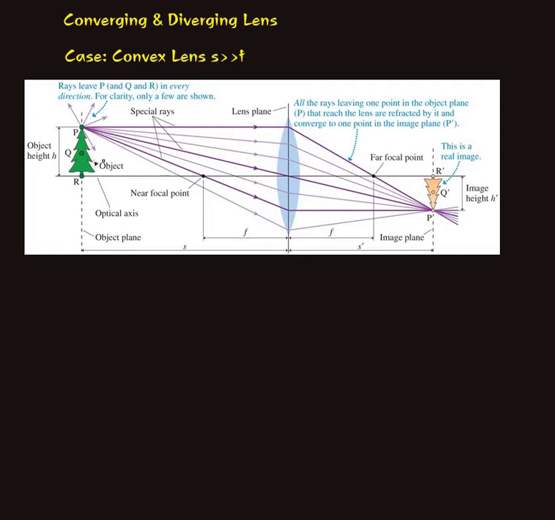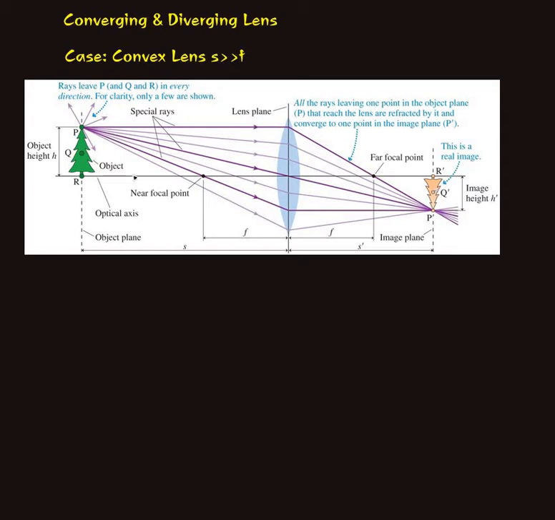So what I'm trying to say is that this object is here, this is a pine tree, and the image is here, and this image is real because you expect to see it on the other side of the lens. In mirrors, you expect to see it on the same side as the object. In a lens, of course, you have to see it on the other side, otherwise you're not going to see the object.